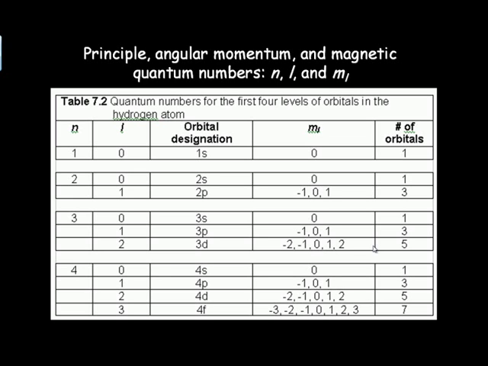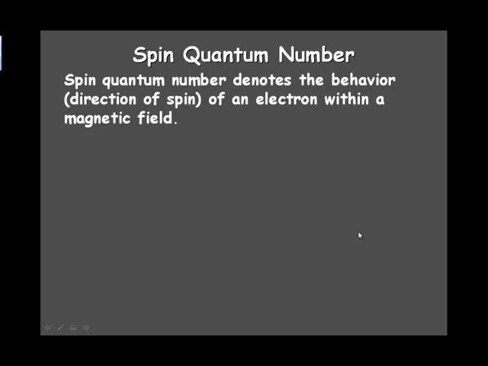Drop down to 3d, that's where L is equal to 2. So m sub L is negative L to positive L. So negative 2, negative 1, 0, positive 1, positive 2. So there are 5 possible values for m sub L, 2 electrons in each, so a total of 10 electrons in the D sublevel. So the capacity of a sublevel is directly related to the value of the m sub L. And the m sub L values are directly related to the L values. The L values are directly related to the n values. And this table attempts to sum all that up.